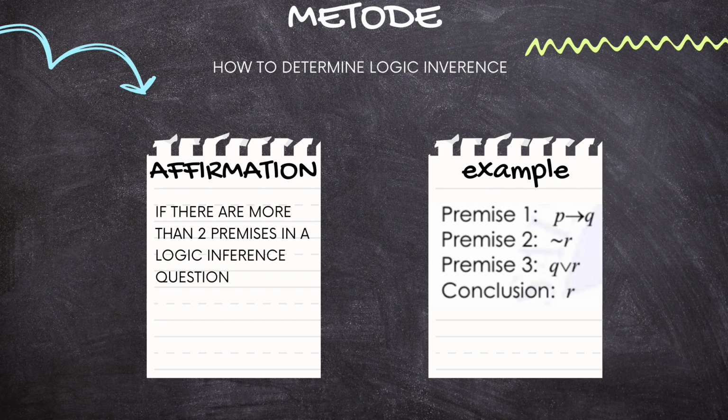So, if in the problem there are several premises and we are asked to determine the final result of these premises, then to solve the problem we can use the affirmation method or we can use the laws of logical inference. So that you can quickly understand how to find the statements or steps in determining logical inference, let's go straight to the first method, using a truth table.